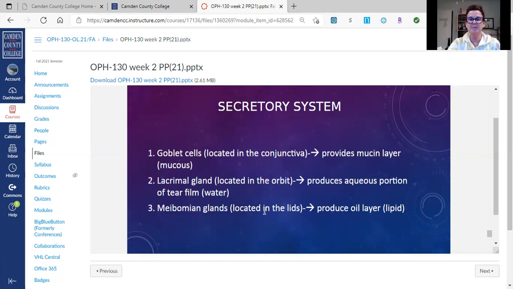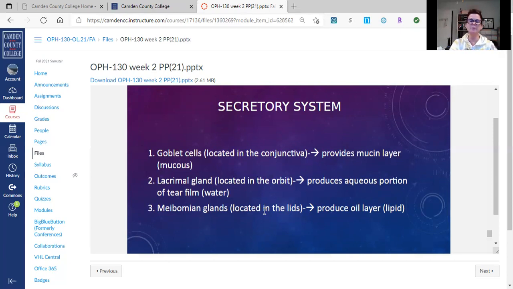So goblet cells provide the mucin layer or the mucus layer of our tears. The mucus layer is the most inner layer, the layer that's closest to the eyeball itself. That is the mucus layer, and that comes from goblet cells. I want you to know that forward and backward.